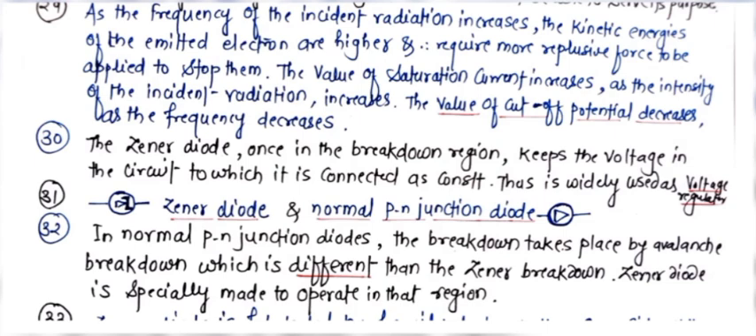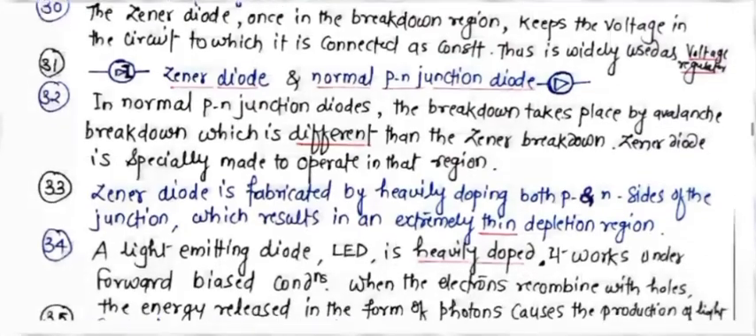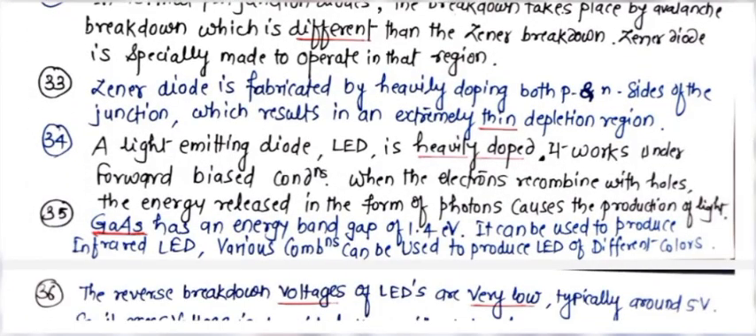In normal PN junction diodes, the breakdown takes place by avalanche breakdown, which is different from the Zener breakdown. Zener diode is specially made to operate in that region. Zener diode is fabricated by heavily doping both P and N side of the junction, which results in an extremely thin depletion layer or region.